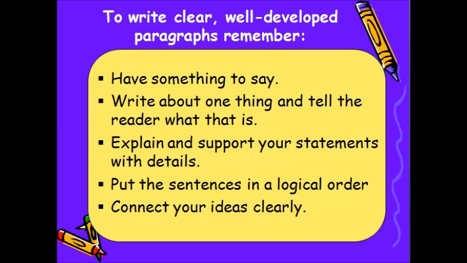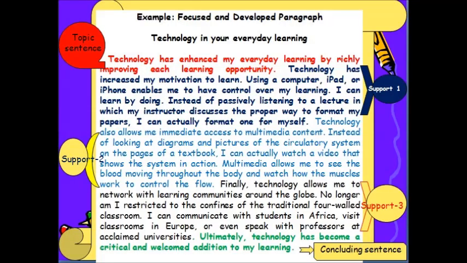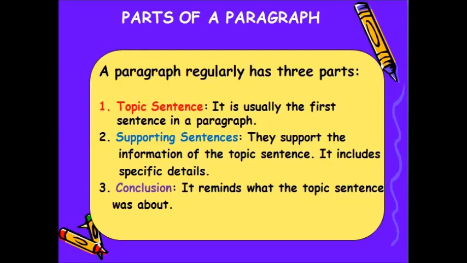Number 1. Have something to say. Number 2. Write about one thing and tell the reader what that is. Explain and support your statements with details. Put the sentences in a logical order and connect your ideas clearly. Here is an example of a paragraph in which we illustrated different parts of a paragraph by color coding. If you read the paragraph carefully and follow the step-by-step development, you will be able to understand how a standard paragraph can be composed. Now let us discuss the parts of a paragraph.